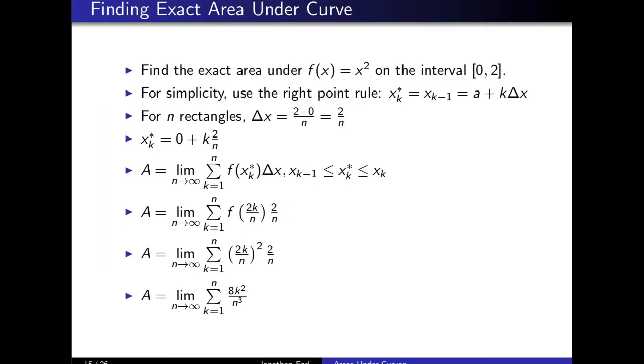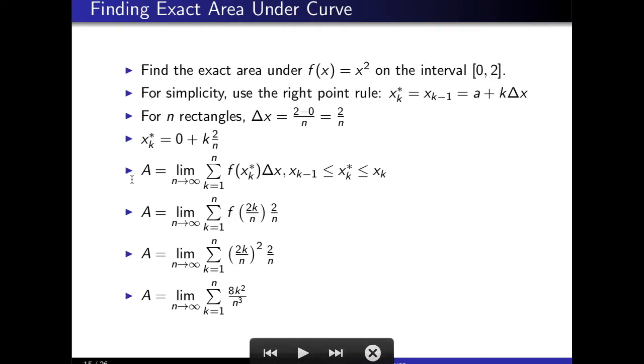Okay, so for simplicity I'm going to choose the right point rule. So I'm going to define my xk stars. This is supposed to be xk, not xk minus 1, my mistake. So I'm going to define my right points so that I choose my xk stars to be a plus k delta x, where for us, we're going to take the delta x to be the size of the interval divided by the number of rectangles, so 2 over n. So that tells us that xk star is going to be 2k divided by n.